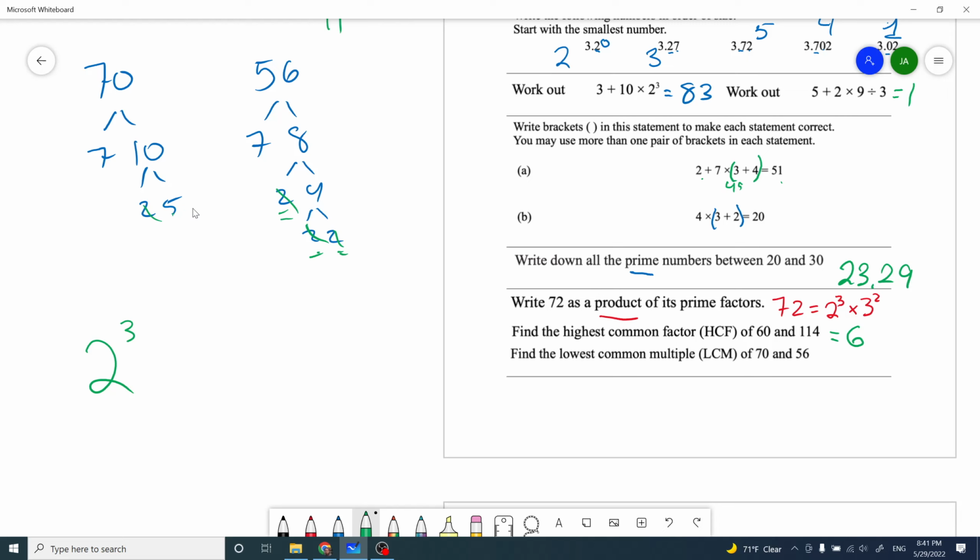Okay, next I've got a 5 here. I don't have a 5 here, but that doesn't matter. Since I have a 5, I need to use it. And finally, I have a 7 here and a 7 here. It's the same, so I'll also take 7. So when I work this out, 2 cubed is going to give me 8 times 5 times 7. This would be like 40 times 7, which is going to give me 280. So the lowest common multiple of these is 280.